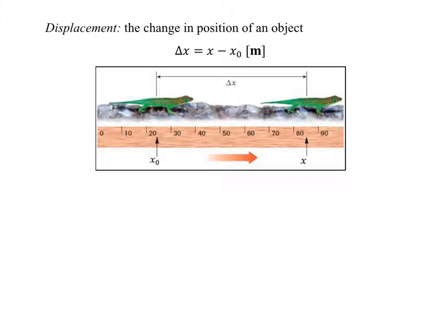Another phrase for this, which is widely used in college, so get used to it, is x-naught, N-A-U-G-H-T. Another phrase meaning zero, not, nothing, zero. So your current position is denoted by x. Your initial position is denoted by x0 or x-naught.